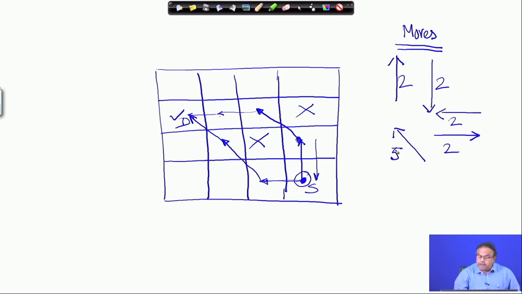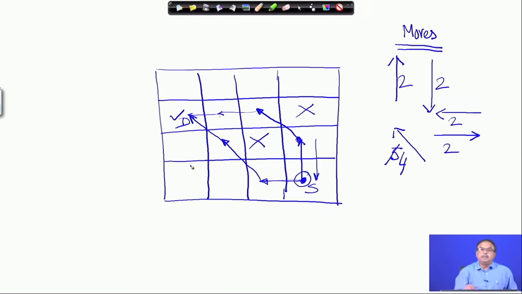But obviously, if the diagonal move was 4 and not 5, then what would have happened? Let us see: 2, 4, 6, 7, 8, 9, 10. And if I do it in this way, what would it be? 2, 4 and 2, 6 and 4, 10. In that case, both of them would be equal.